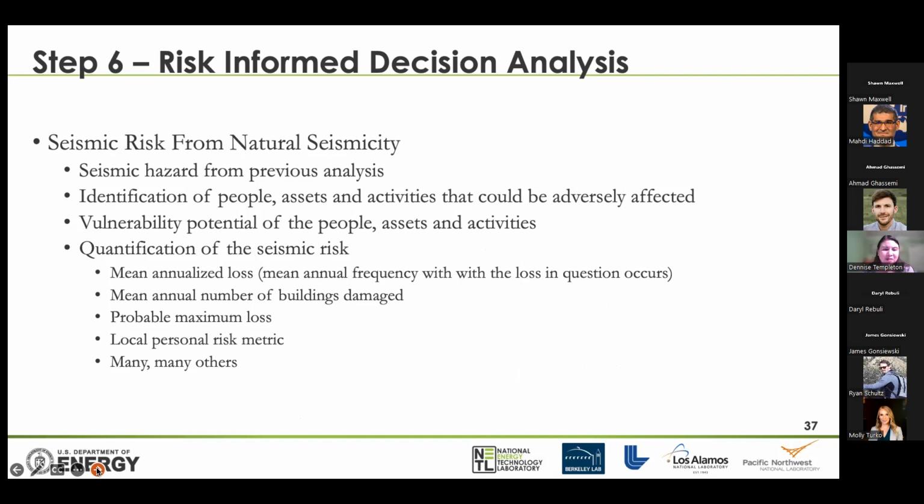We need to quantify the seismic risk. There's a number of different ways of doing that. So looking at the mean annualized loss, which is the mean annual frequency with which the loss in question occurs, the mean annual number of buildings damaged, the probable maximum loss, the local personal risk metric. There's many different ways that we can quantify the seismic risk, but the most important is to have a conversation, identify what's on the table, have a conversation between the people who are actually doing the science, identifying the risk, and moving that through the communication team to make sure that all the stakeholders agree that this is what we should be focusing on.